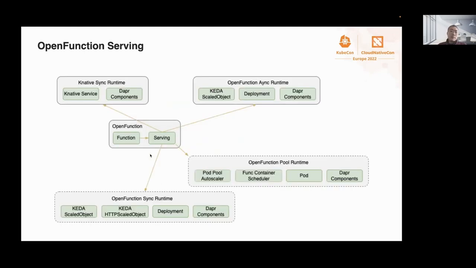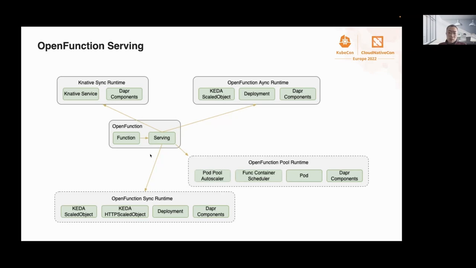The serving part, as I said, OpenFunction currently supports both the Knative sync runtime and the OpenFunction async runtime. Both the sync runtime and the async runtime can use Dapr. And the difference is that for the sync runtime, we only use the output ability of the Dapr component because the input is from HTTP. And for the async runtime, we use both the input and the output abilities of the Dapr component. And Keda is used to auto scale the function instance.